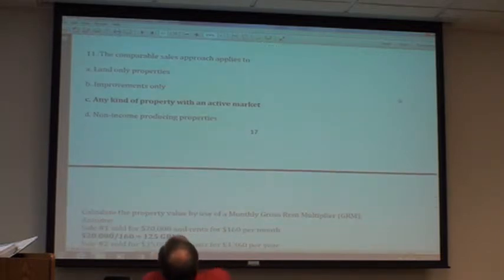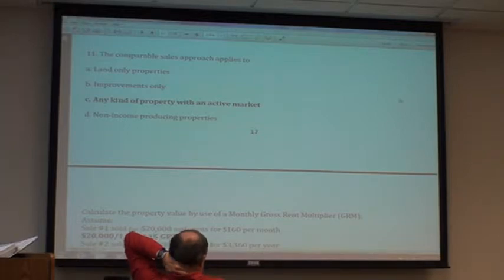Number 11, the comparable sales approach applies to what? C, any kind of property with an active market.